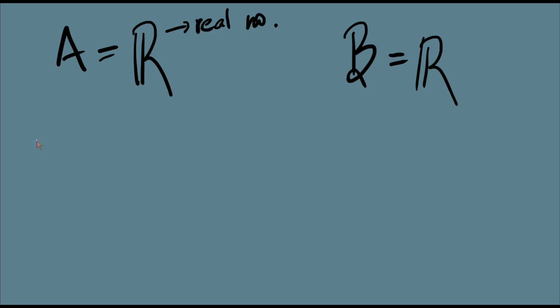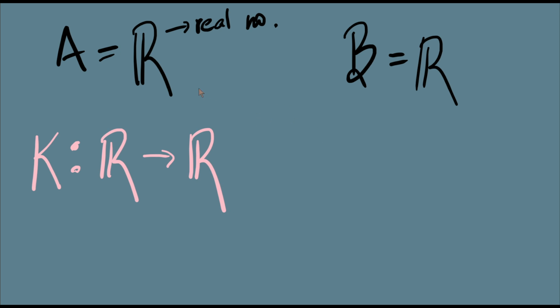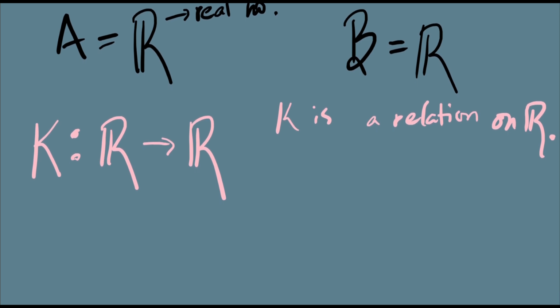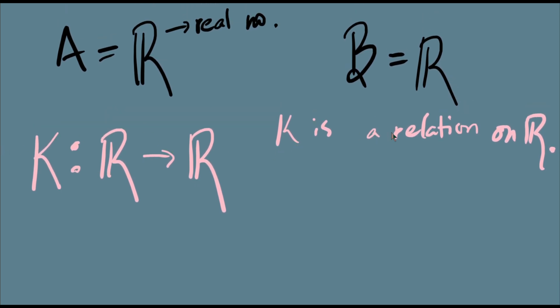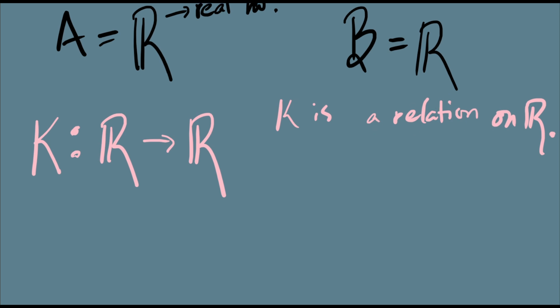So let me define a relation K from A to B. And if I write it in a better way, this is actually a relation from R to R, because we know what the sets are. So instead of saying K is a relation from R to R, people often call this K is a relation on R. It is just a shorthand kind of language for calling something a relation from something to something. You call it a relation on that something.